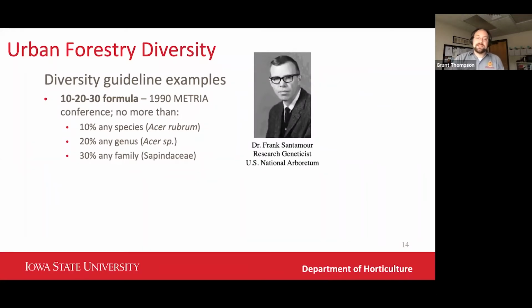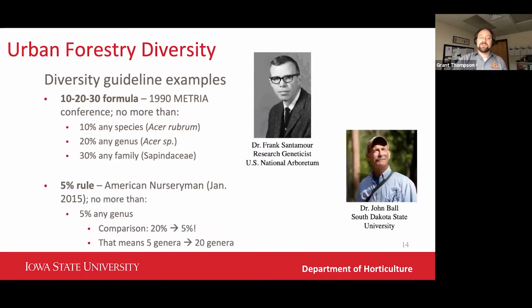Now, again, I say this has been debated. For example, John Ball in the American Nurseryman in 2015, so 6 years ago now, said, 10-20-30 is great, but really we need to have more diversity at even the genus level. So we need to step back to give ourselves more protection against, say, something like emerald ash borer that's a multi-species threat. It's affecting the entire genus of ash. So Ball suggested that we have no more than 5% of any one genus.